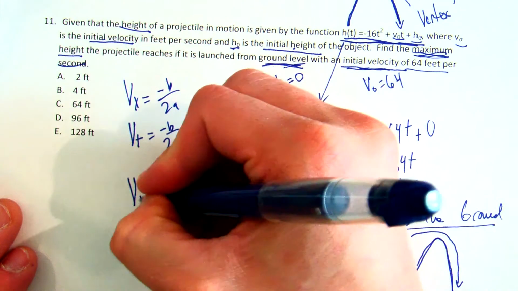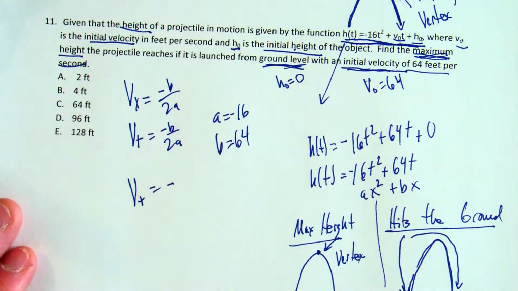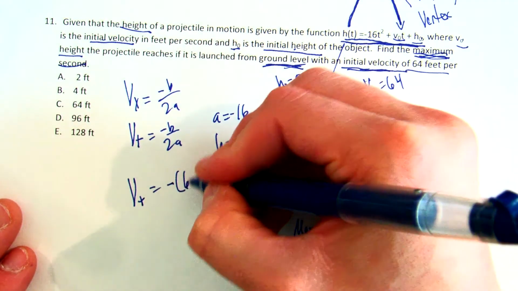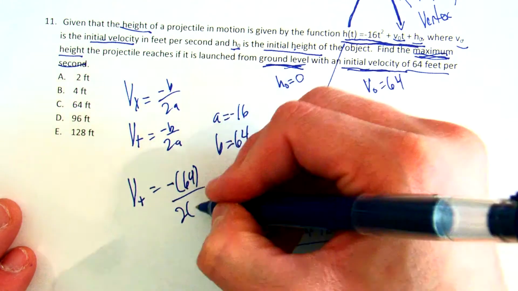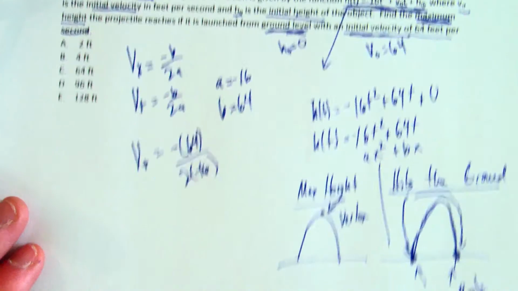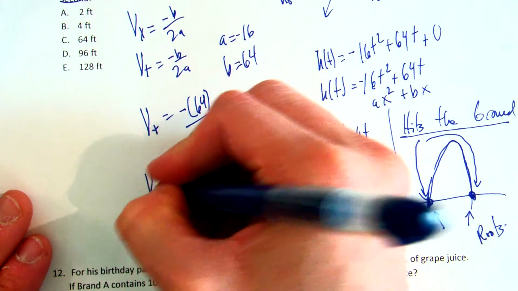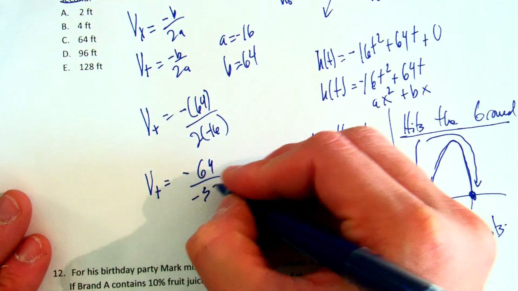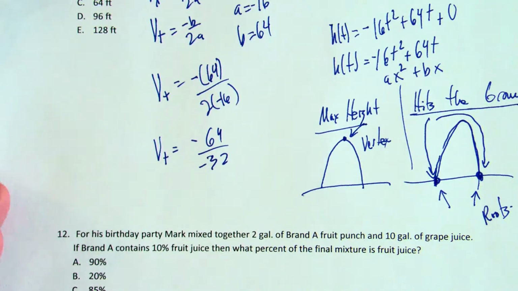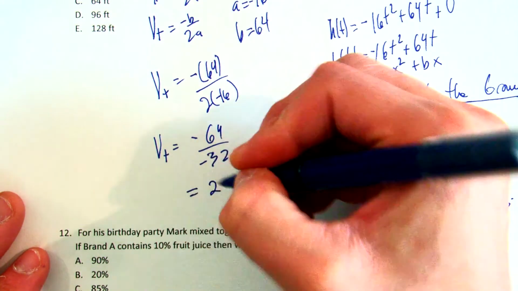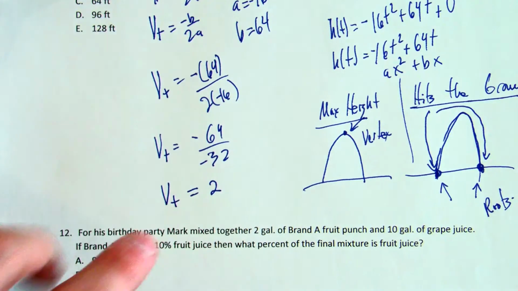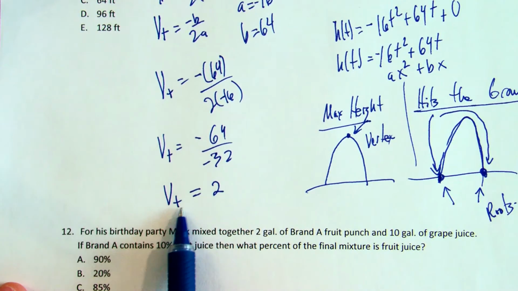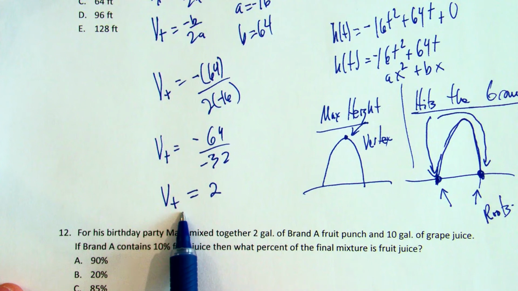So we say Vt equals negative b over 2 times a. Okay? And we solve this one. So Vt equals negative 64 over 2 times negative 16, which is negative 32. And clearly this is going to be 2. Now see how I put Vt here? Why did I put Vt? Because it tells me what the heck I found.